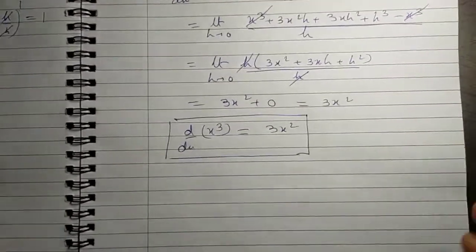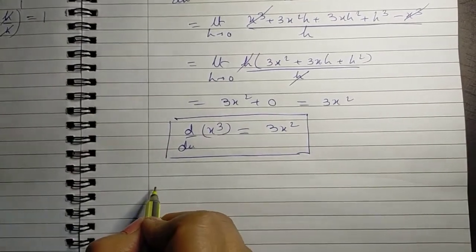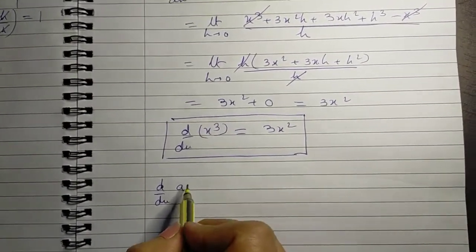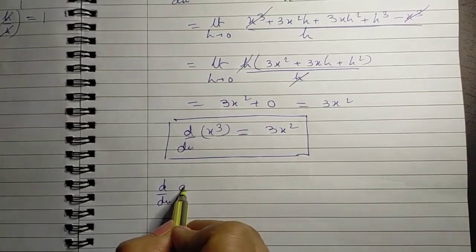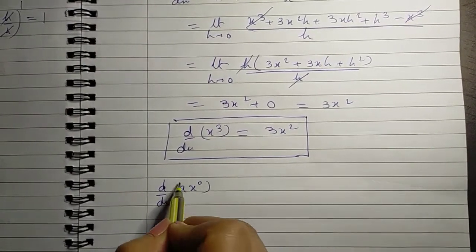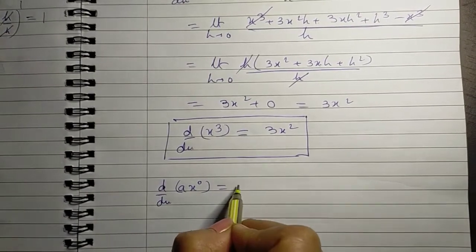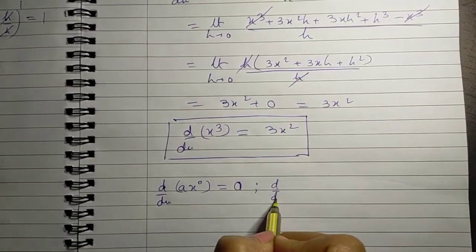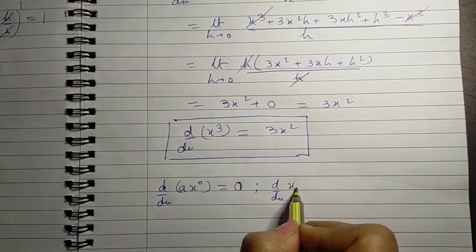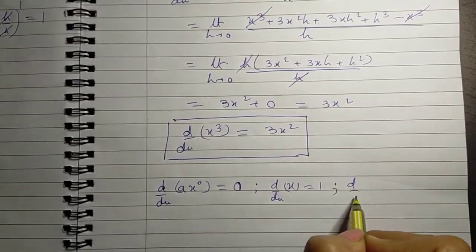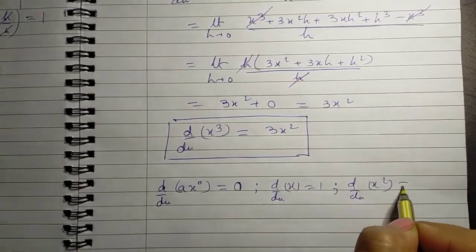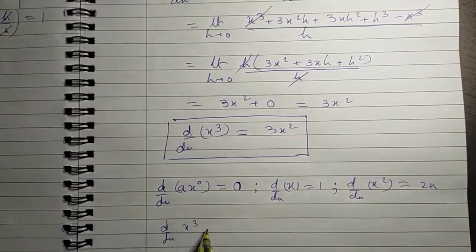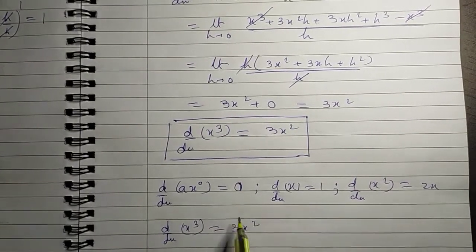Right? Now let's see what we got. Derivative of a constant. A constant can be written as a or a times x raised to 0. It came out to be 0. Derivative of x came out to be 1. Derivative of x square came out to be 2x. Derivative of x cube came out to be 3x square.